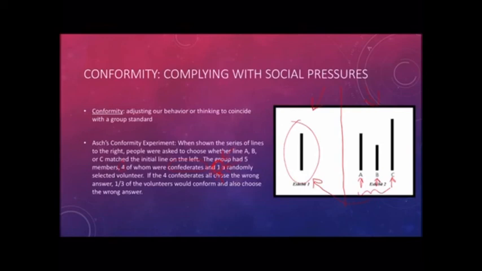And so a third of the time, the volunteers would conform and would say whatever the Confederates had said. They wouldn't actually go with what they thought was correct. They would just go with what the group said because they didn't want to be the lone person to stand out. That's the main point.